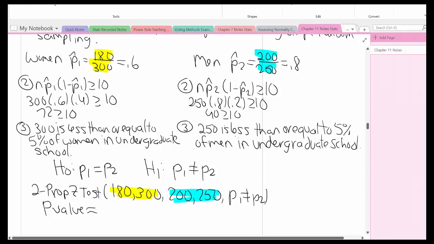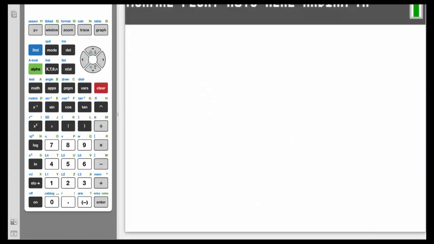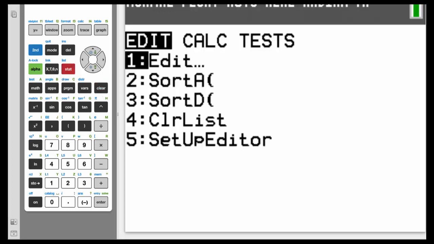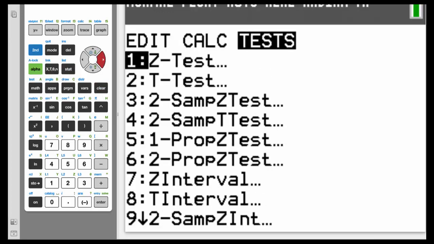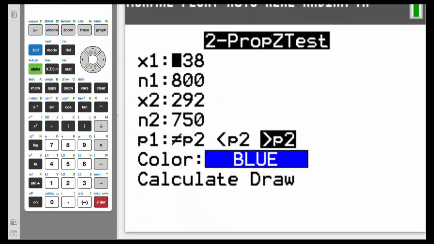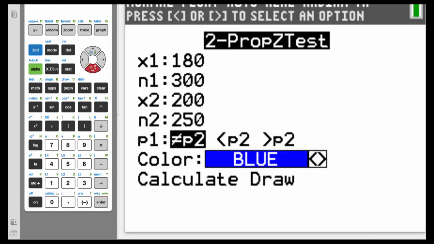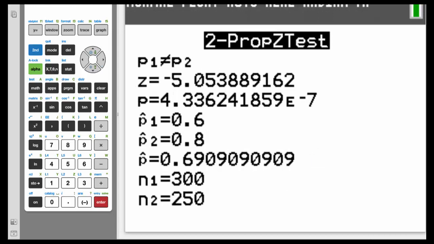Okay, one more time on how to show this. Stats, highlight test, and again, we're going to go to 2 prop z-test, enter. And let's put our numbers in. So 180, 300, 200, 250, and then highlight that they're not equal. Highlight calculate and hit enter.